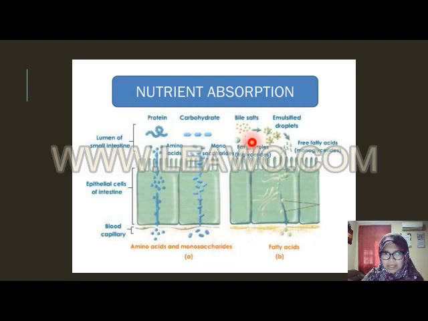And then for fat, the bile will emulsify the droplets into smaller droplets, and further broken down by lipase into free fatty acids and also monoglycerides, and they are absorbed into the cells, combined with protein, known as chylomicrons, and then further absorbed into the lymph vessels, the lacteal.